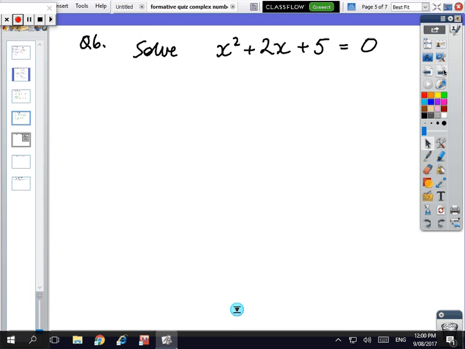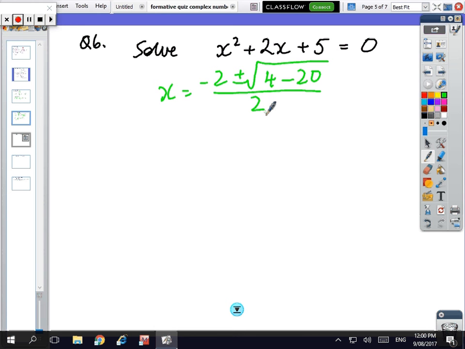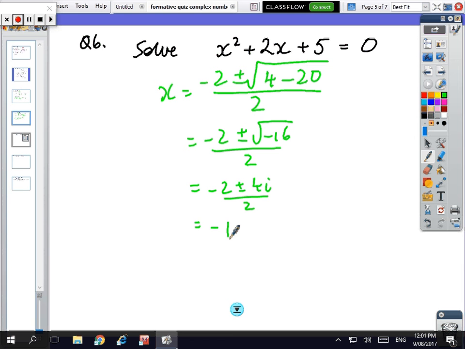Okay, moving on. We've got 2 pages to go. So we've got a quadratic, we've got an equation, so you can use the quadratic formula. So x equals negative b plus or minus square root b squared minus 4ac divided by 2a. So minus 2 plus or minus square root of minus 16 over 2. So it's minus 2 plus or minus 4i over 2. So the answers are minus 1 plus or minus 2i. So that's your answer. And if you want to, you can write it out. Minus 1 plus 2i, minus 1 minus 2i.